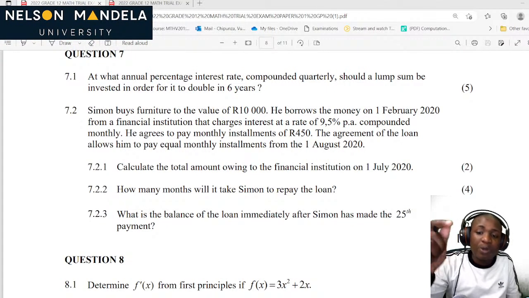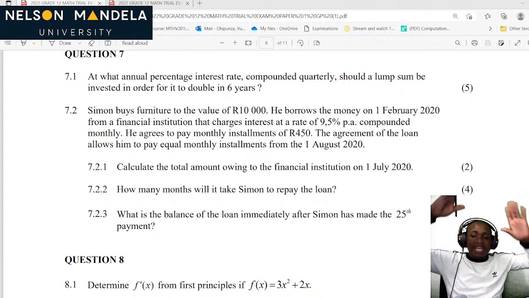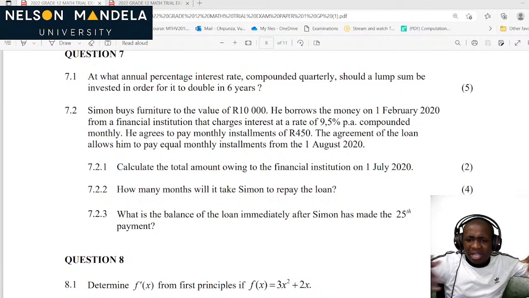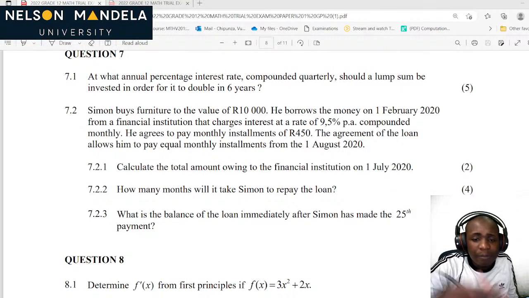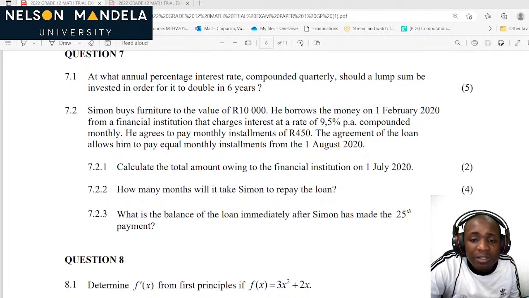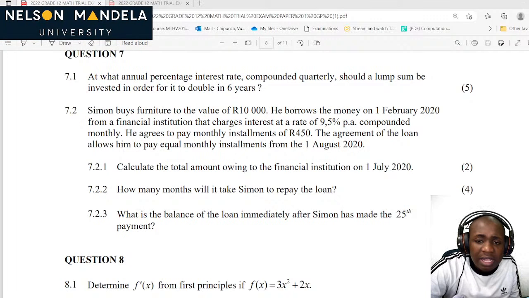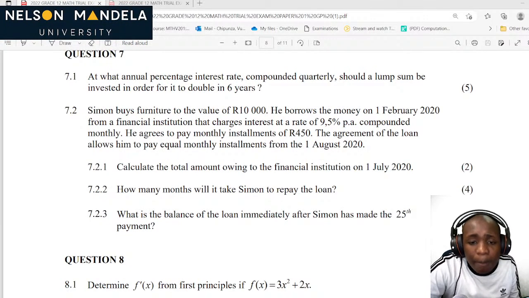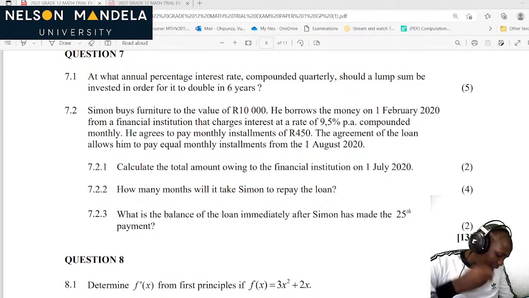Which means for the number of payments per year, we have 12 because compounded monthly, and we already know that there are 12 months in a year. He agrees to pay monthly installments of 450. The agreement of the loan allows him to pay equal monthly installments from the 1st of August 2020. Now, 7.2.1.